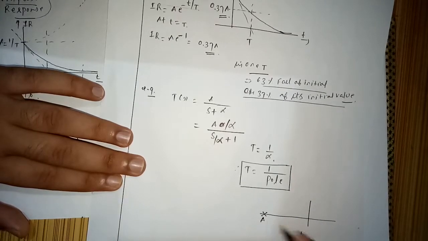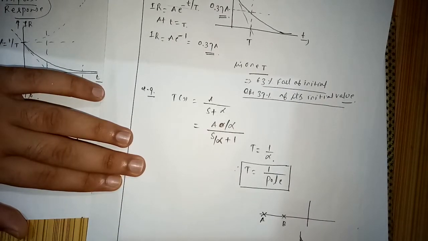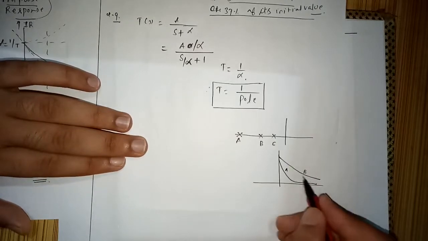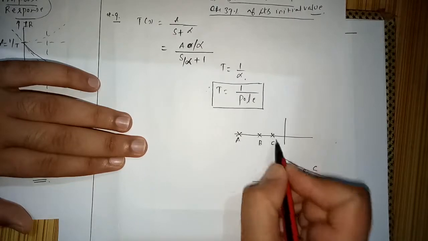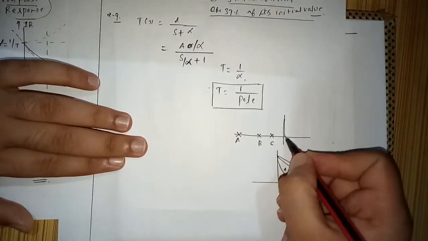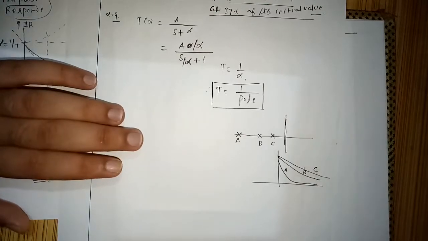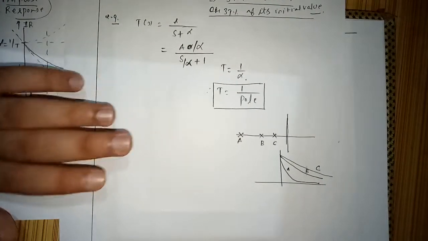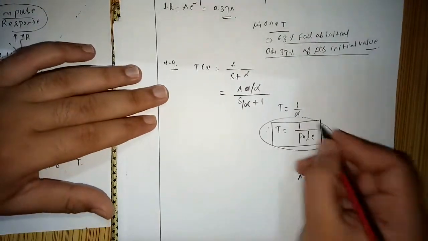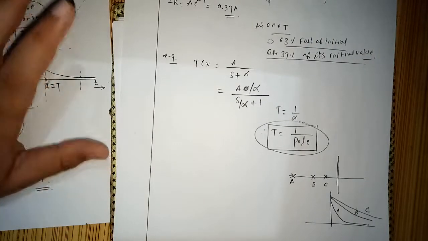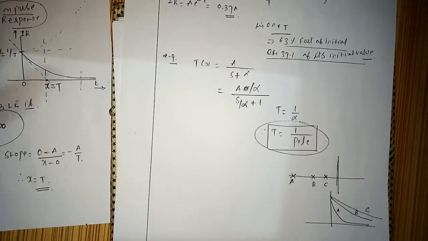Say A position, and if it is B position, then time constant will be more, like this the curve will go, and if it is at this location, this curve will go like this. So as pole is approaching this imaginary axis, our transient takes more time to decay, right? So time constant is nothing but inverse of the pole in a first order system only.